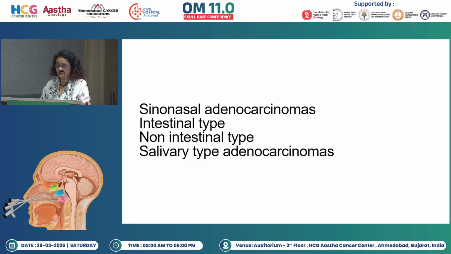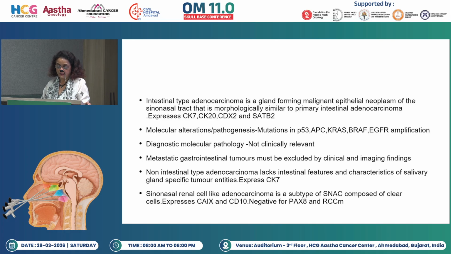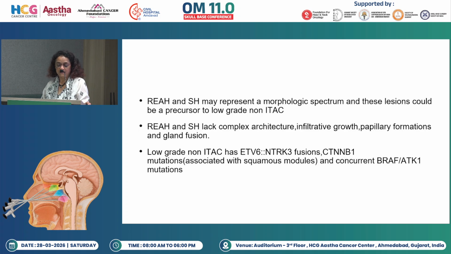Intestinal, non-intestinal, salivary. Interesting thing in them is there was a talk in the USCAP this year about REAH, that is respiratory epithelial adenomatoid hamartoma, and seromucinous hamartoma. They represent a morphologic spectrum for non-intestinal type of adenocarcinoma. I thought this particularly interesting. How do you discern them? Both the benign entities lack the complex architecture and infiltrative growth pattern. And the non-ITACs have ETV6-NTRK3 fusion. So basically, I have learned this recently that they form a spectrum. That's why I included this.